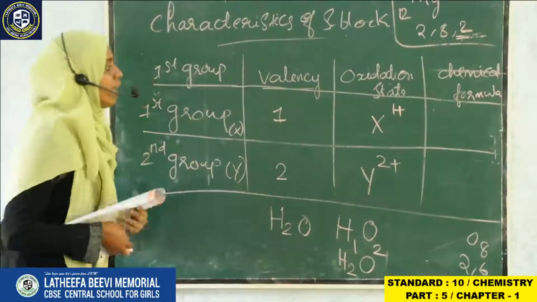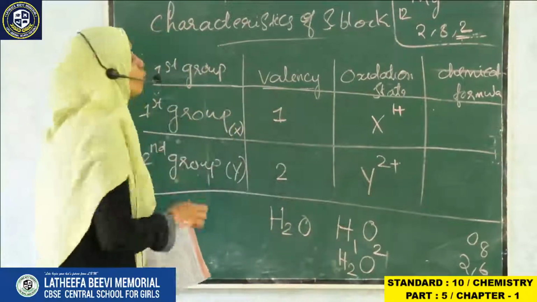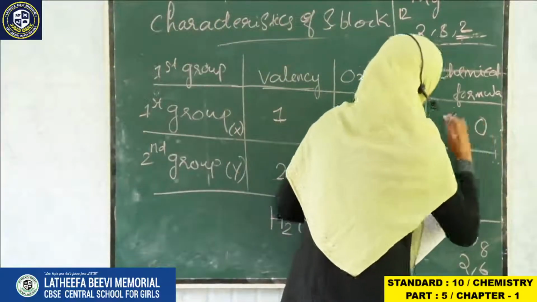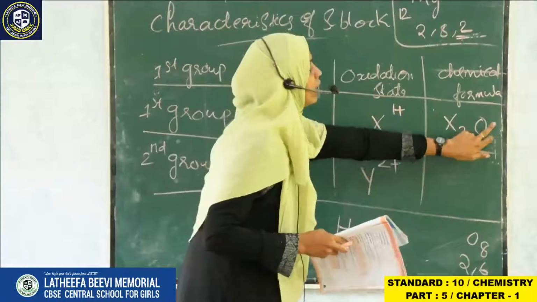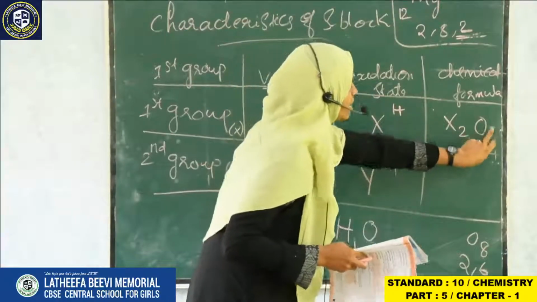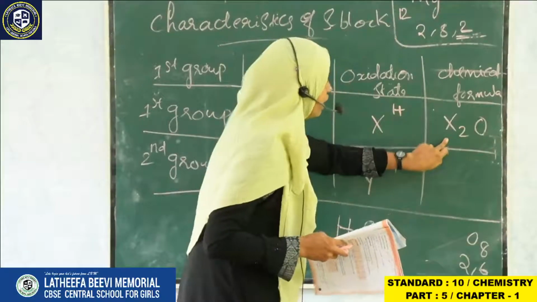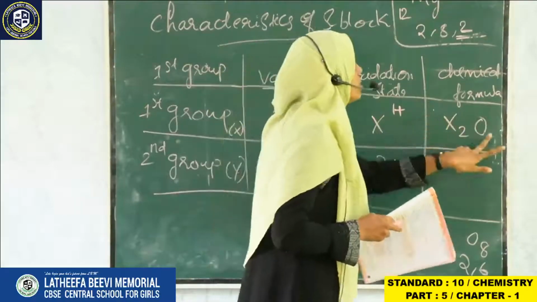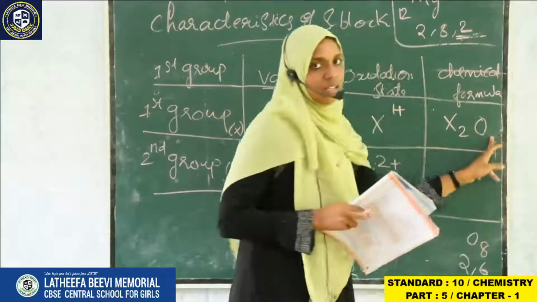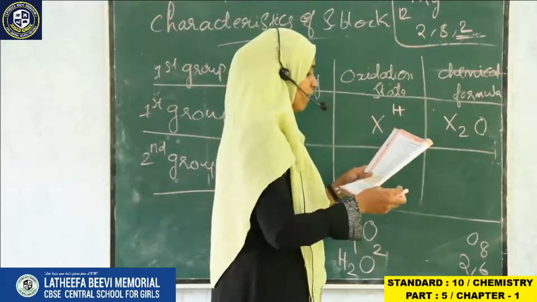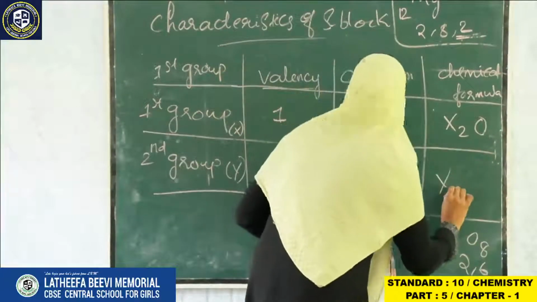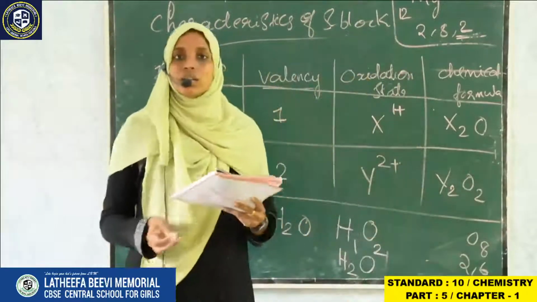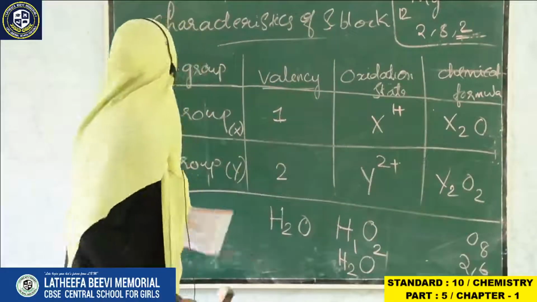Okay, then we can write the chemical formula of the first group as X2O. അതായത് ഓക്സിജൻ്റെ വാലൻസി, the valency of oxygen right here, and the valency of X, that is the first group element, we write here. അപ്പോൾ what is the valency of the second group? Y2O2. This is the formula of the second group.